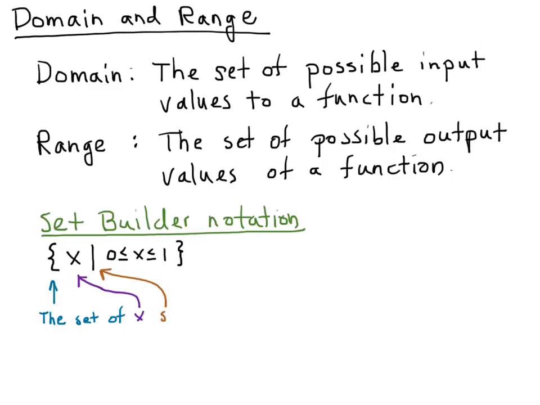So we have this particular set builds up, so we read this as the set of x such that x is between 0 and 1. Now oftentimes we'll just write domains as the inequality, and that's okay sometimes, so long as we're clear about what we mean. And then we also have interval notation, where this would be written as that with the square brackets.